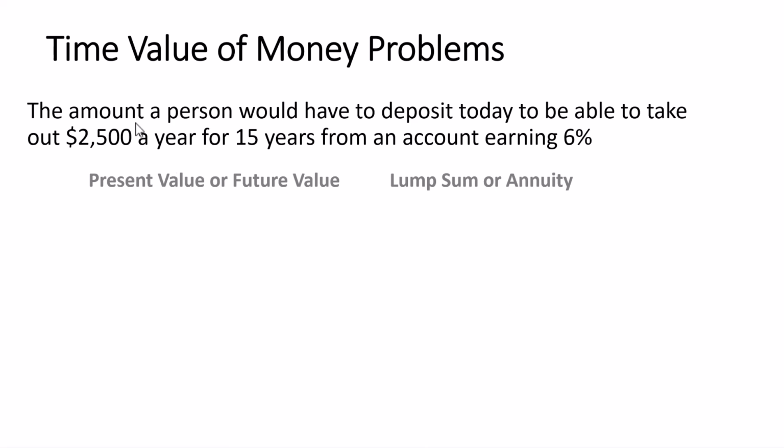So in this problem, it says the amount a person would have to deposit today to be able to take out $2,500 a year for 15 years from an account earning 6%. So this one's a little bit more detailed and we have to digest the information a little bit more, but it says the amount a person would have to deposit today. So we have that key word again, today, so we know that this is a present value situation. And so when I look at the second half of the problem, it says to be able to take out $2,500 a year. So when we see that a year, we know that we're dealing with an annuity.